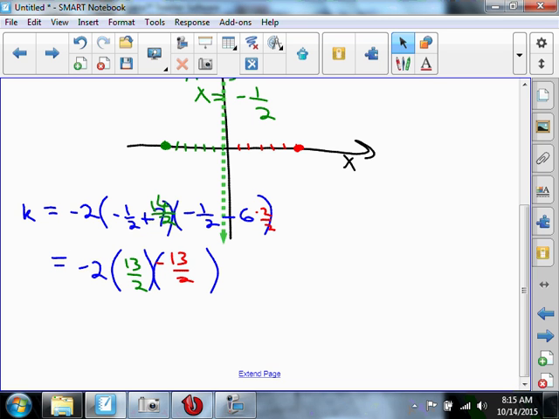Now this 2 out front is really over 1. Can I maybe cross cancel that 2 out front with something? I could cross cancel this 2 out front with this 2 down here, so I have negative 13 times negative 13. Negative 13 times negative 13. I hope you know your perfect squares.